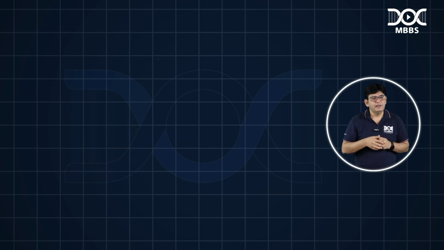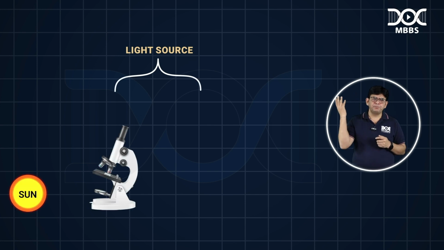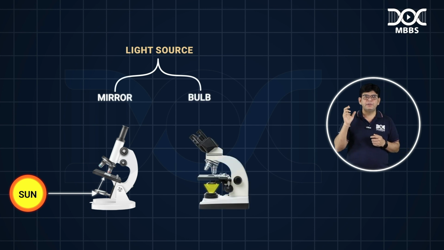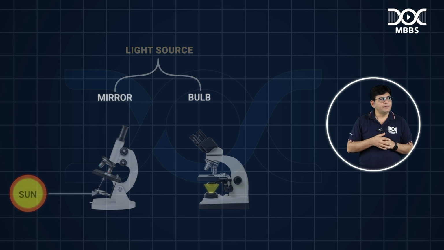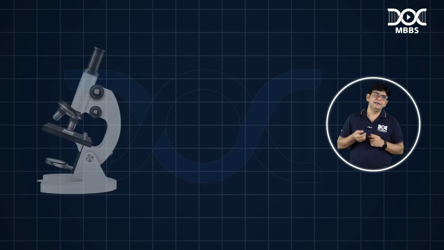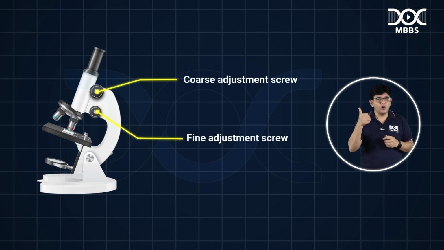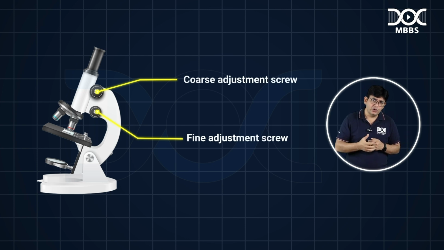Is it fine? The light source might be a natural source like sunlight, with a mirror that will reflect it. Or nowadays, what is coming in the microscopes? Electric bulbs, the LEDs and all, are coming up. Along with that, another important thing is the fine and coarse adjustment knobs. What is their role? They sharpen the image.